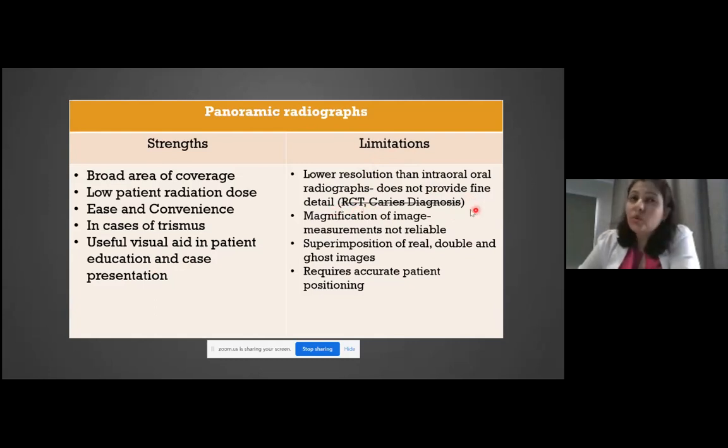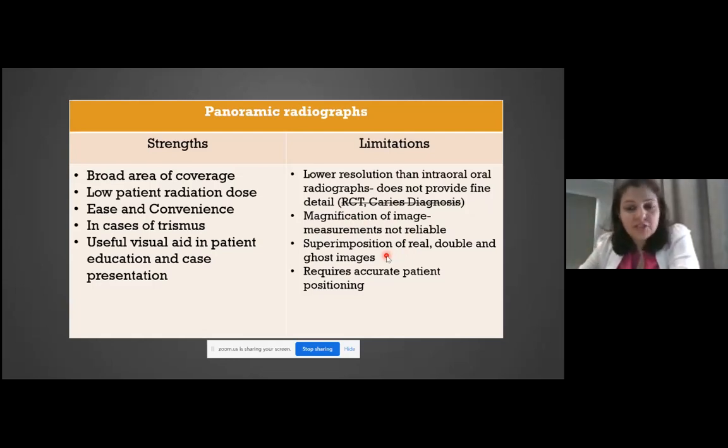Absolutely no. You cannot use a panoramic radiograph for determining working length because there's magnification. You cannot correlate the canals and use it as a diagnostic aid for caries, right? Of course, there is magnification, so measurements cannot be reliable. Of course, the software allows you to give the right measurements by calculating the magnification itself.